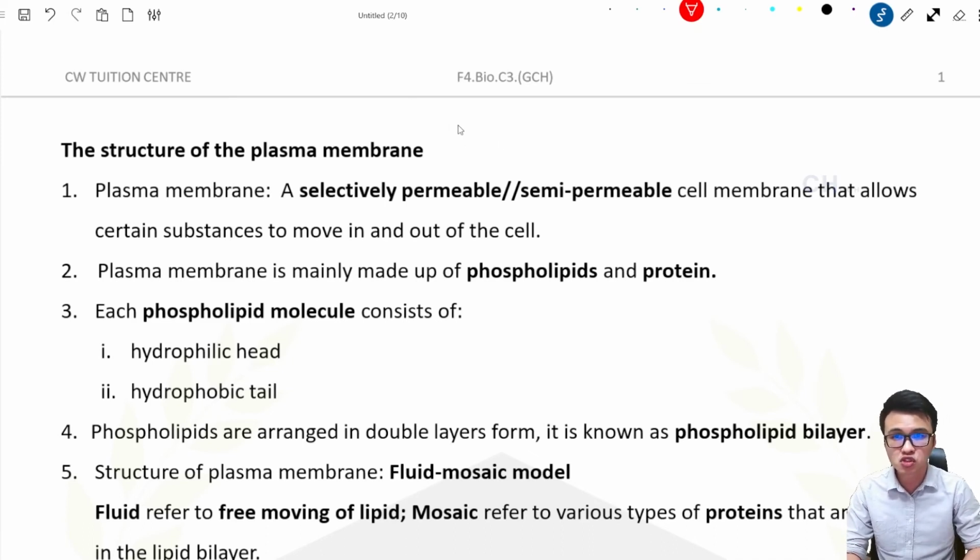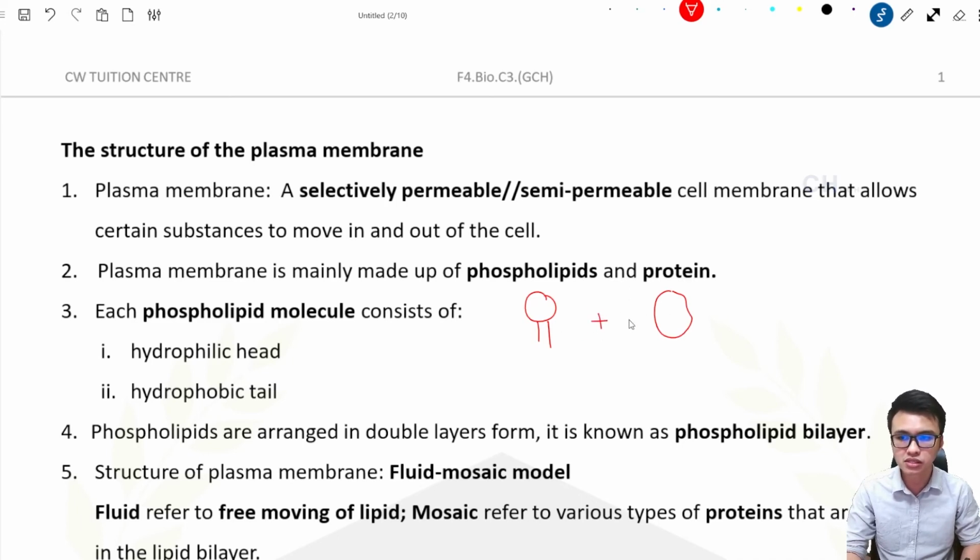We have learned the structure of the plasma membrane and all the functions of the protein as well as the phospholipid. Now we are going to revise what we have just learned. First thing, we need to know the plasma membrane is semi-permeable. Sometimes in other textbooks or reference books, we say it is selectively permeable, same as semi-permeable. The plasma membrane is mainly made up of phospholipid and protein. Phospholipid is the little guys here. Protein is the protein structure that can be found in the plasma membrane. So basically, mainly these two things.